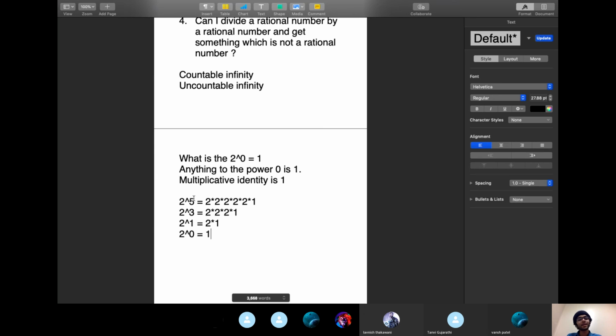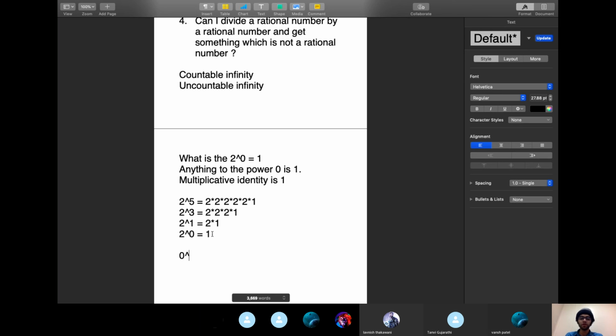Now, when I say nothing times 1, it doesn't mean it is 0 times 1. It just means that there are no 2's. So there were 5 2's here, there were 3 2's here, there was 1 2 here. Now there will be 0 2's here. So there are no 2's. There's just the 1 that remains, because 1 is the multiplicative identity. So you're not doing any multiplication at all. When we say anything to the power 0, it means we are not doing any multiplication at all. So we are just leaving 1 as it is. There is nothing that we are doing. Okay, so the 1 remains.